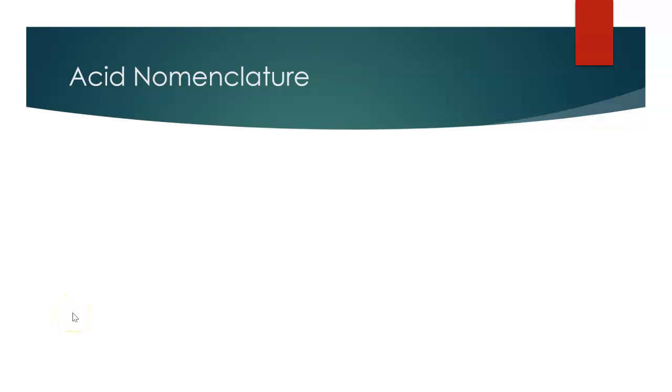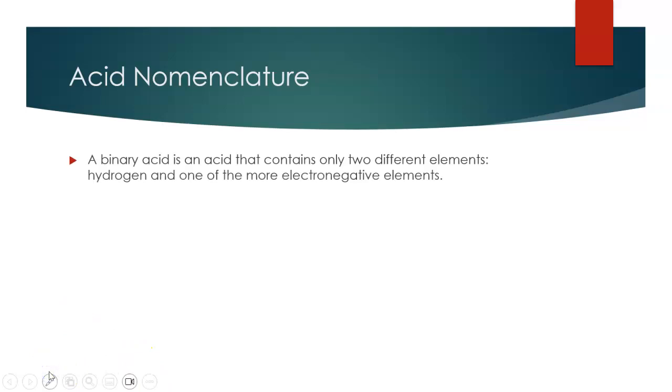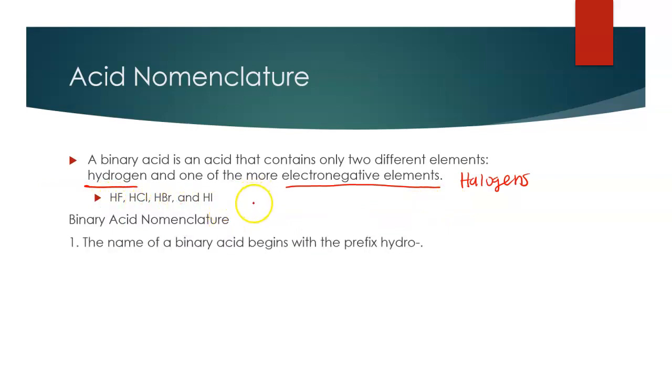You should be comfortable naming acids, but let's review those a little bit. A binary acid is an acid that contains only two different elements. Hydrogen always has to be a part of an acid, and one or more electronegative elements, like our halogens or group 17. Some examples are HF, HCl, HBr, and HI. So how do we name those?